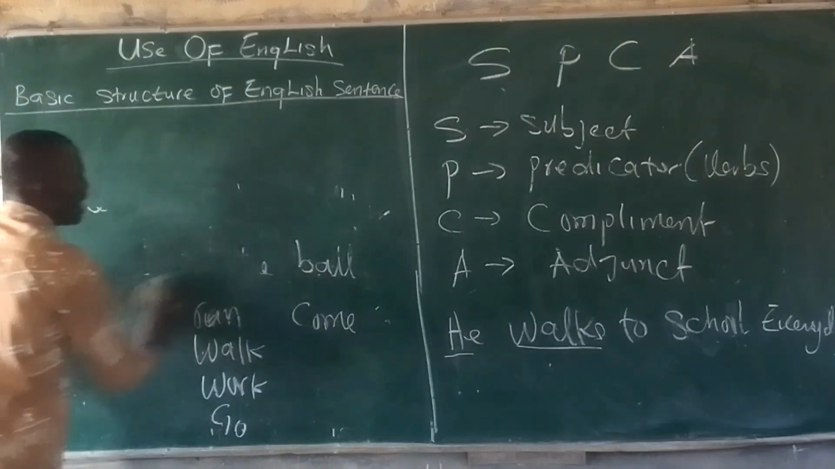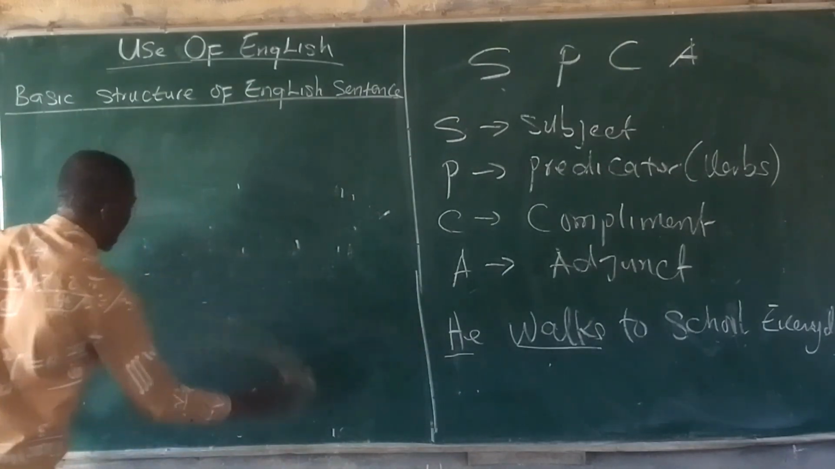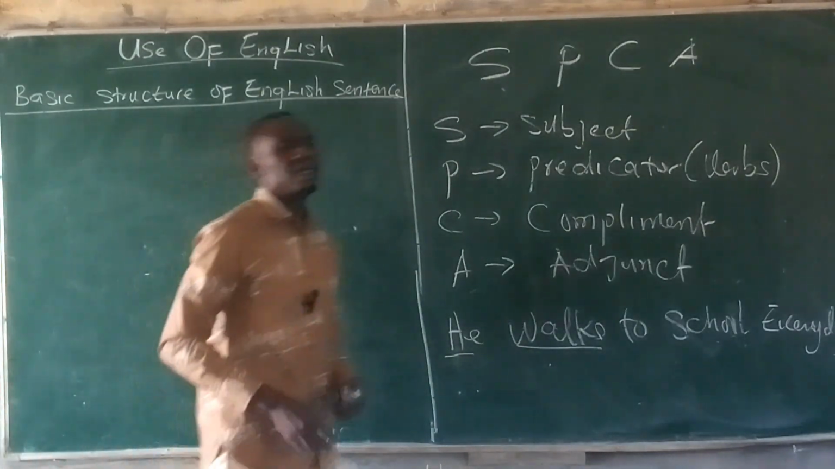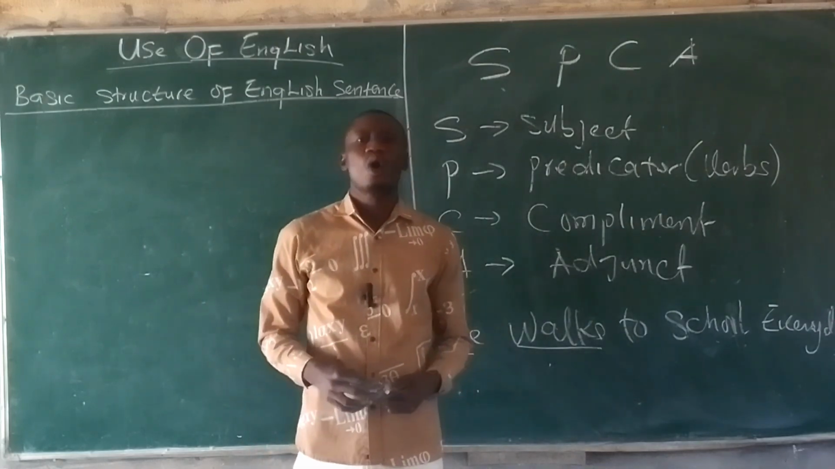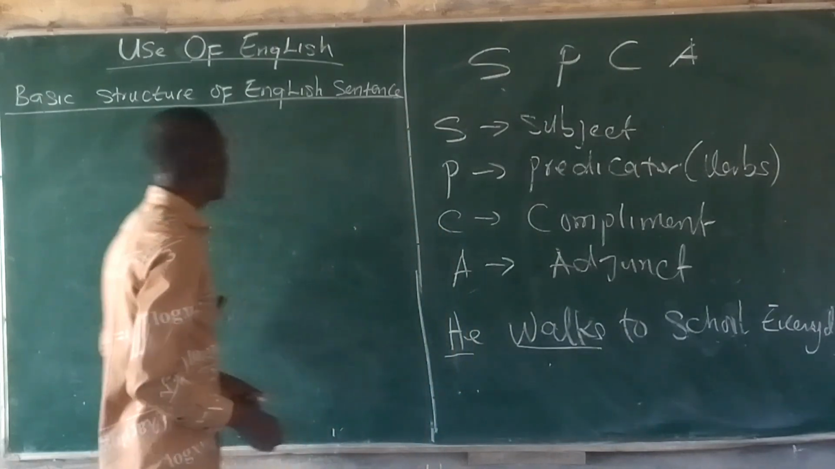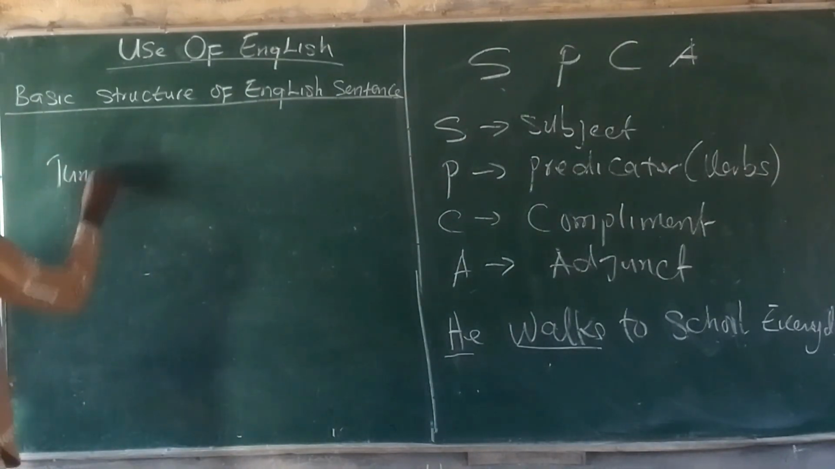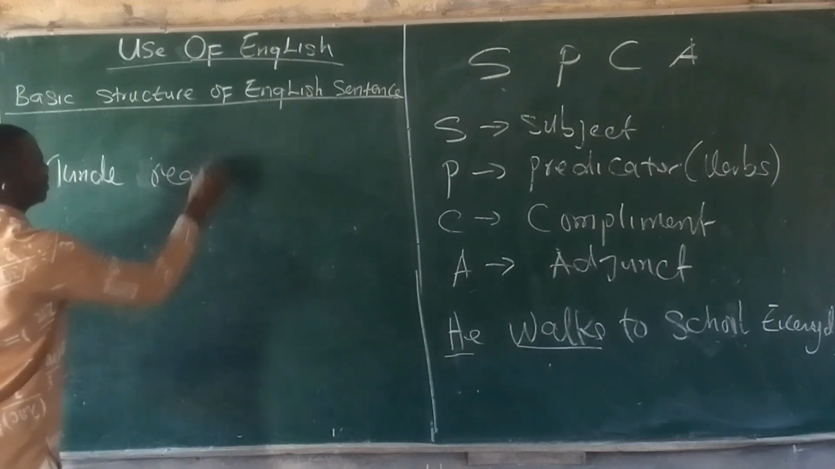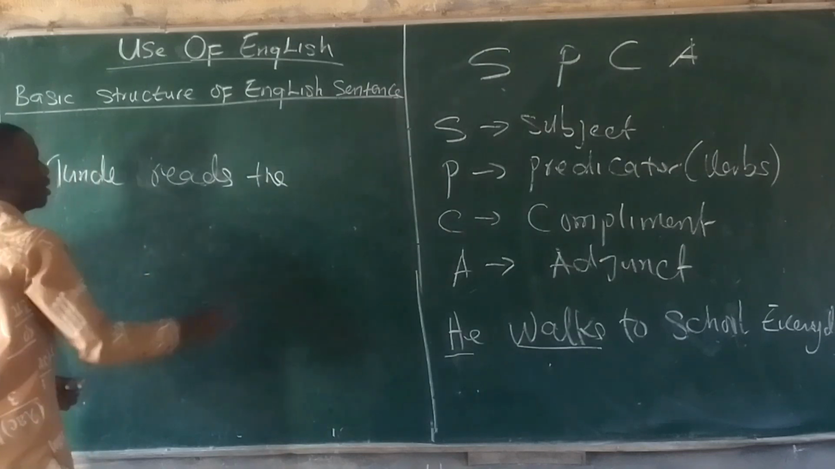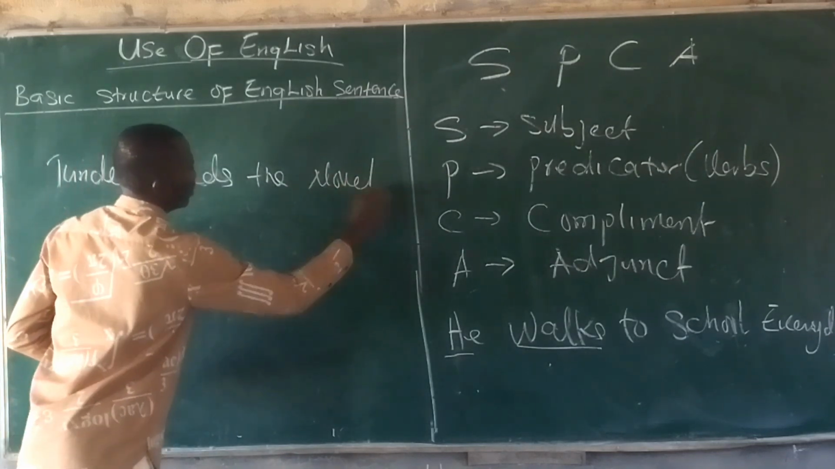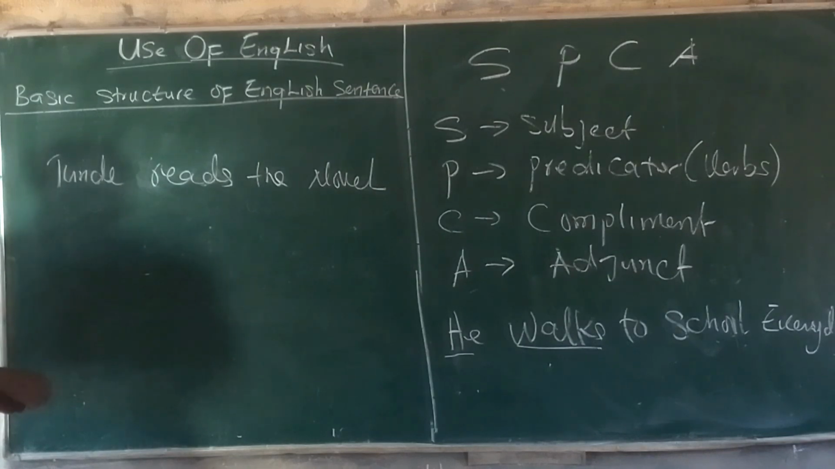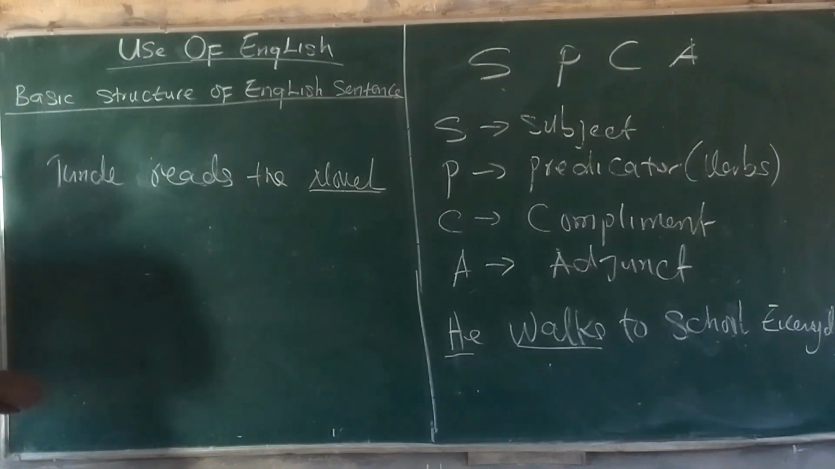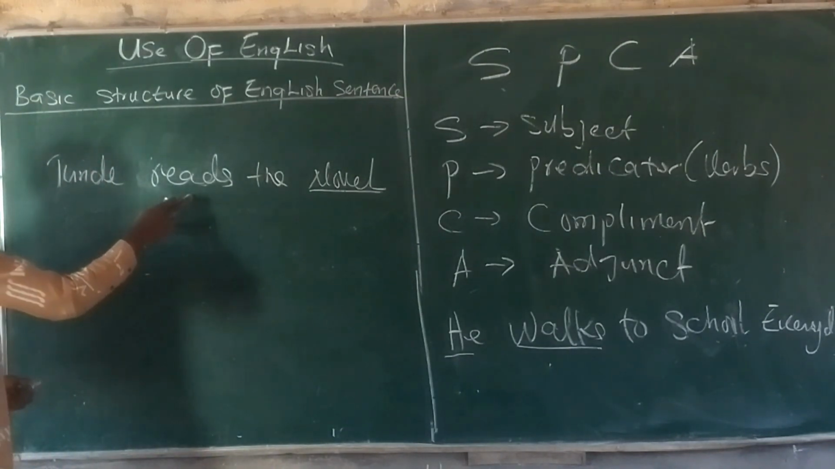What's a complement? Whenever an action is being carried out, there is the receiver of the action. Simply put, the complement is the receiver of the action. Now, let's look at this. Tunde reads the novel. Now, the novel is the complement. The receiver of the action, read.